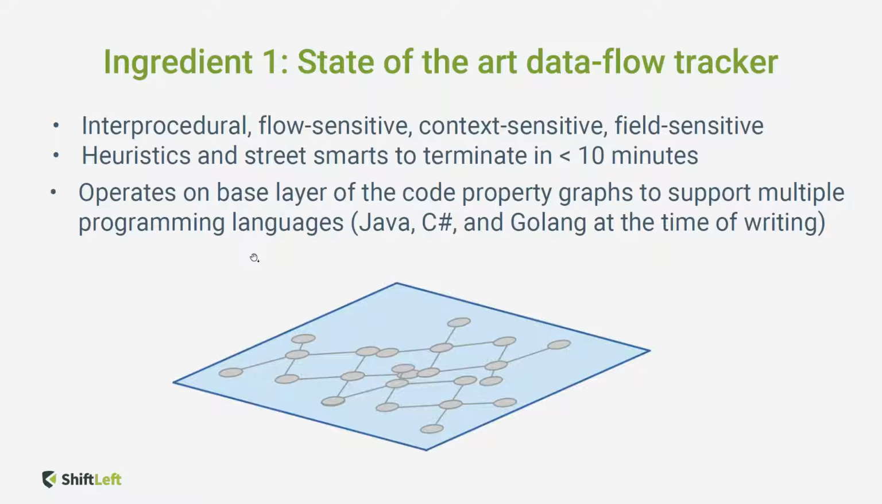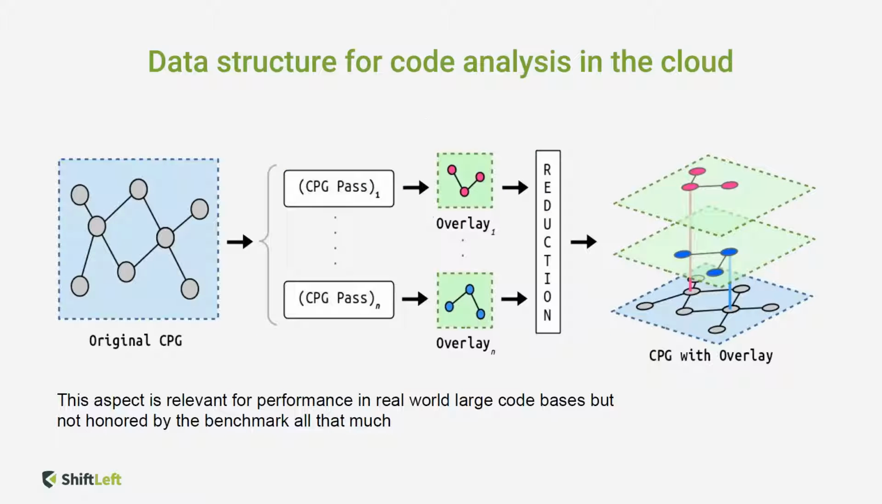So this operates on the lowest layer of the code property graph, and actually a lot of the information that we put on the layer above can be calculated in parallel. Essentially you calculate them in passes, such as the passes of a compiler. And we can put these different passes on different cloud instances and then put them together again. So it's kind of like a data structure for code analysis in the cloud. For the benchmark, this is not so relevant because this is not a huge application. It's not small, but it's not as big as you would see with the usual customer code.